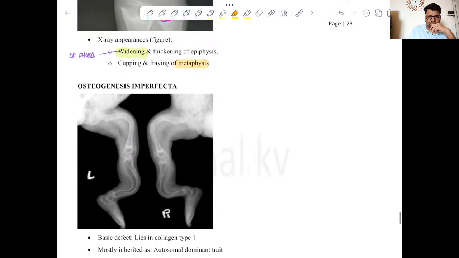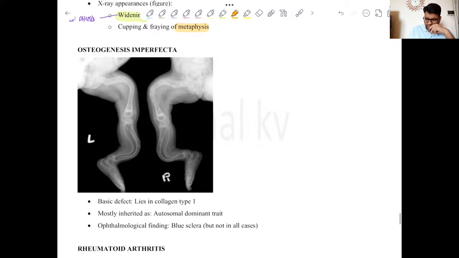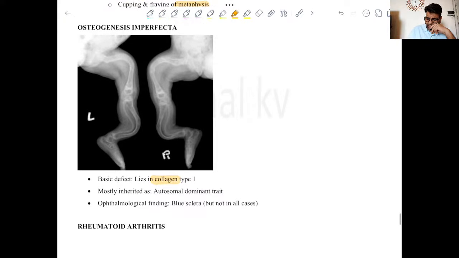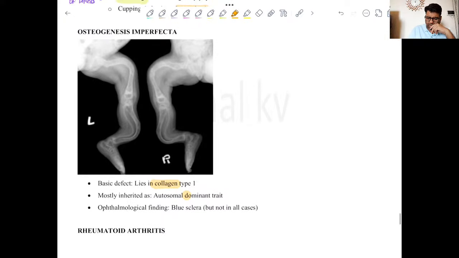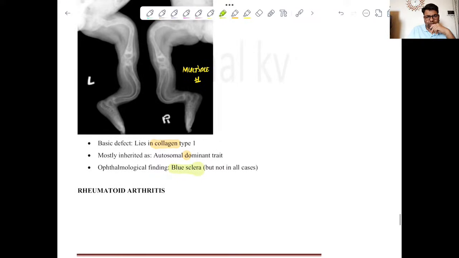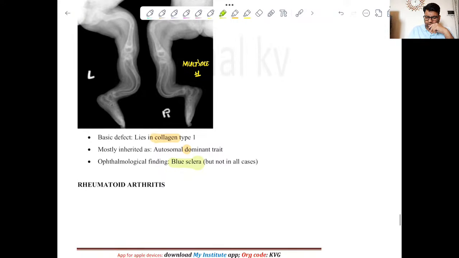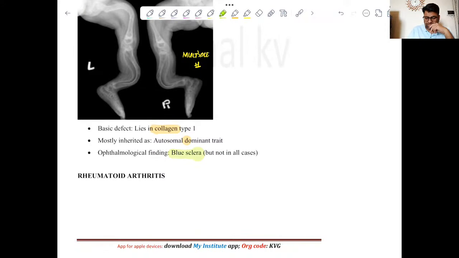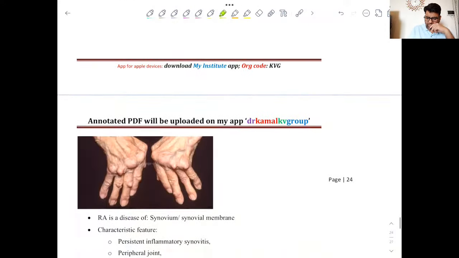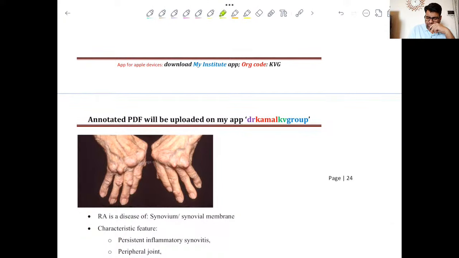Then osteogenesis imperfecta, this is a condition because of defective collagen and an autosomal dominant entity. We can see multiple fractures, and this may be associated with blue sclera because the uveal tissue shines out through the weak or thinned out sclera.